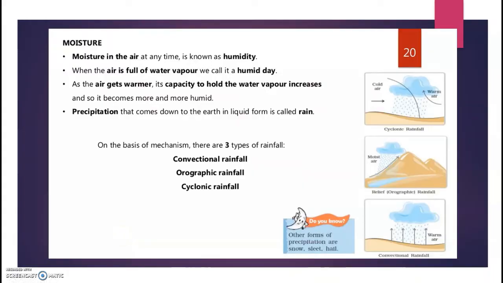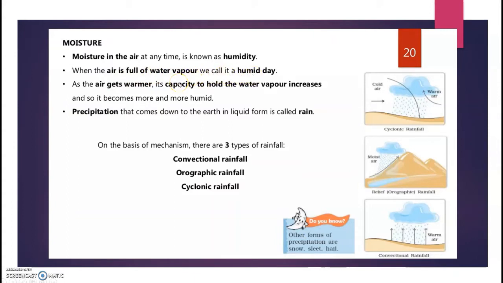Our next topic is moisture. When water evaporates from land and different water bodies, it becomes water vapor. Moisture in the air at any time is known as humidity. When the air is full of water vapor, we call it a humid day.